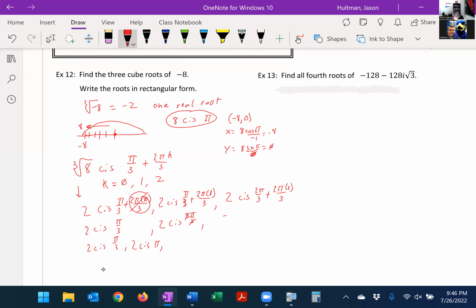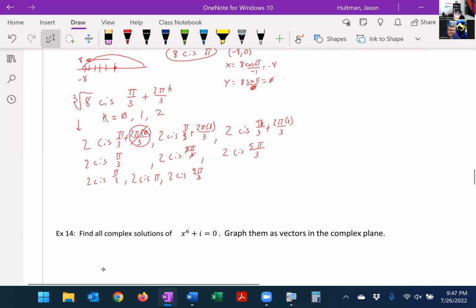This is going to be... or it's not, sorry, it's just pi over 3, not 2 pi over 3. I think. Okay, so what's that going to be? That's going to be 2 CIS pi over 3 plus 4 pi, which is 5 pi, right? So that's 5 pi over 3. Okay, so 2 CIS 5 pi over 3.